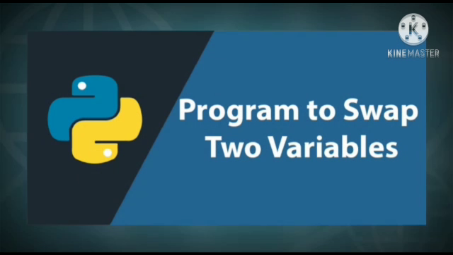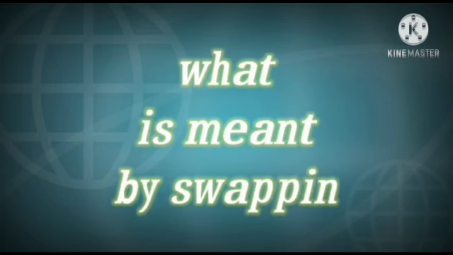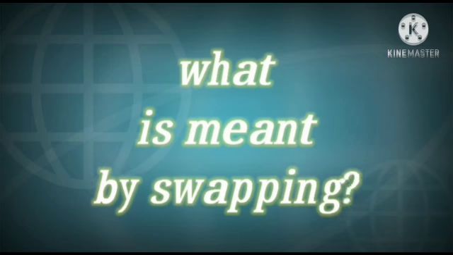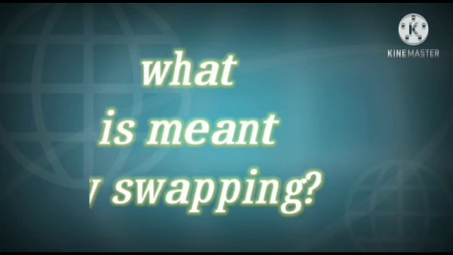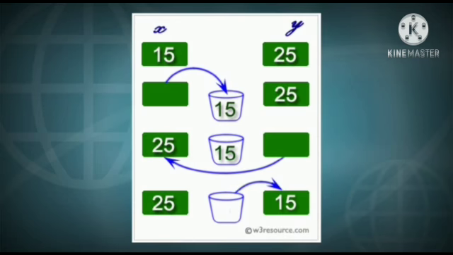In this, we're going to see a program to swap two variables by using Python. In computer programming, swapping two variables specifies the mutual exchange of values of the variables. In this example, we clearly see that 25 and 15 is swapping from here to there.